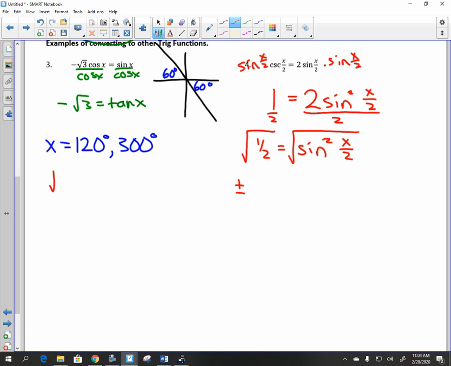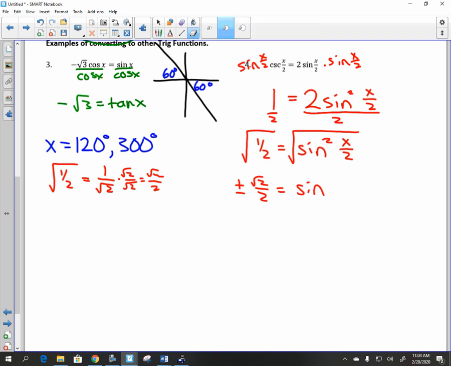I'm going to write this out so nobody gets lost with it. I take square root of top, I get 1. The bottom, I have the root of 2. Multiply top and bottom by the root of 2 over 2, root of 2, and I get root of 2 over 2. So that sounds like something that we're familiar with, doesn't it? So plus or minus the root of 2 over 2 is equal to sine of x over 2. Lots of 2's in this problem.